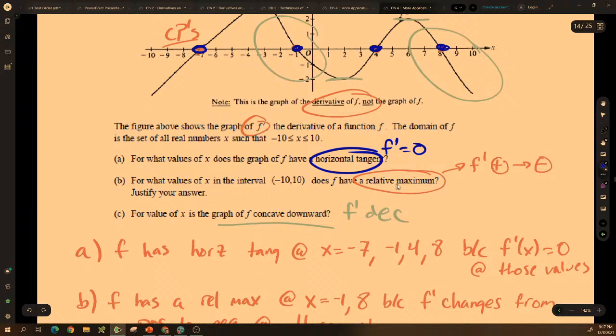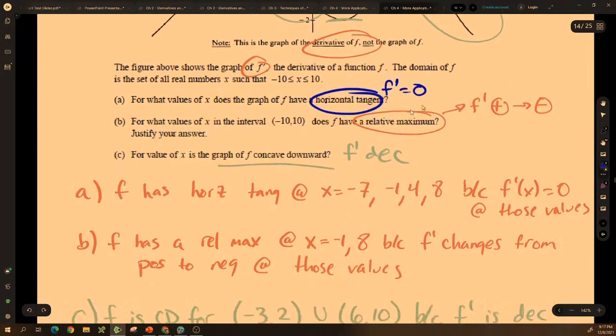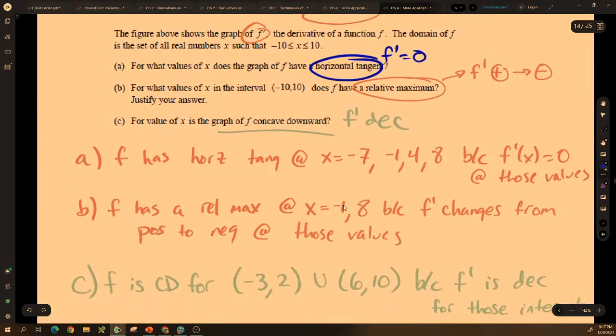For what values does f have a relative maximum? Okay, relative maximum is when f prime changes from positive to negative. That happened at -1 and at positive 8. So f has a relative maximum at x equals -1 and 8 because f prime changes from positive to negative at those values.